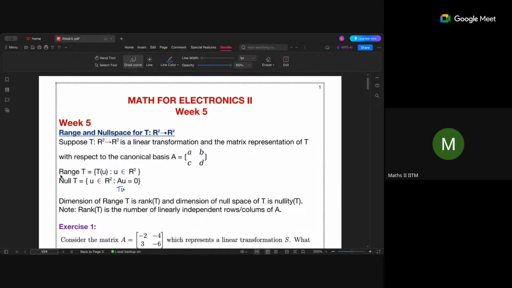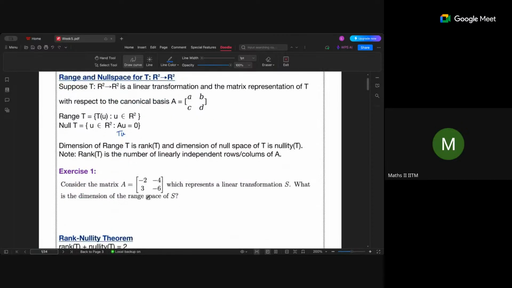Now what is the dimension of this range space? Both of them are subspaces we have seen, and the dimension of range is rank and the dimension of null space is nullity, right? Rank of T also denotes the number of linearly independent rows or columns of A, right? Can anyone remember the relation between range and null or rank and nullity? Rank plus nullity equal to 2. Yes, and that is called the fundamental theorem of linear algebra. Very good.